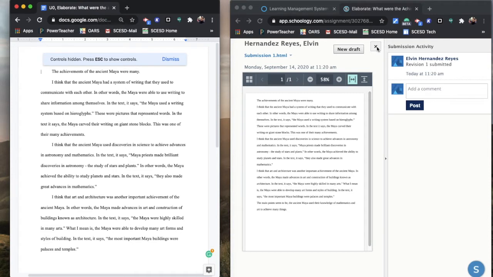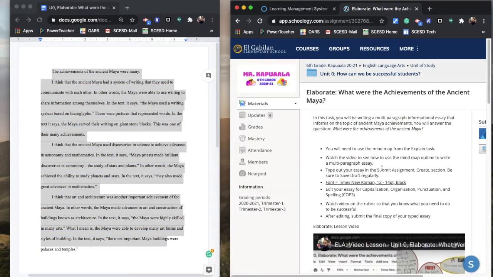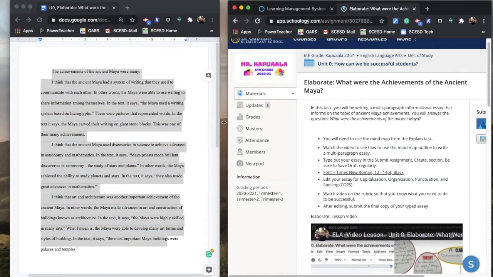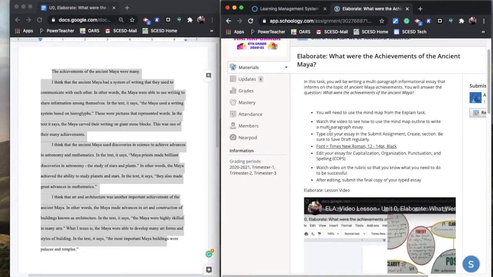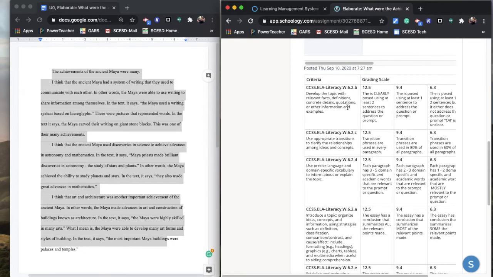You can click out of the draft because the draft is right here, and we're going to pretend that we haven't submitted it yet. So we're going to pretend that before we submitted we made sure to look at everything that the rubric said so that we could get it right. So let's take a look at this rubric.